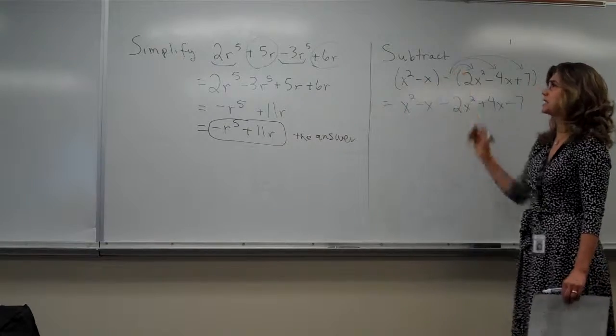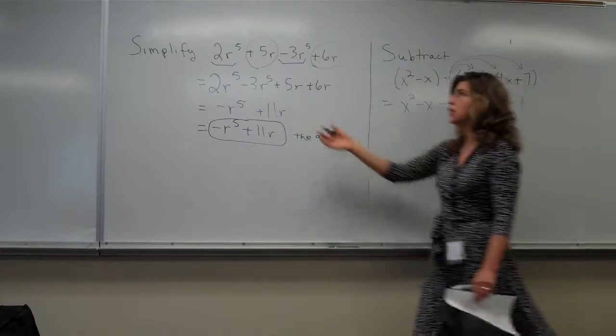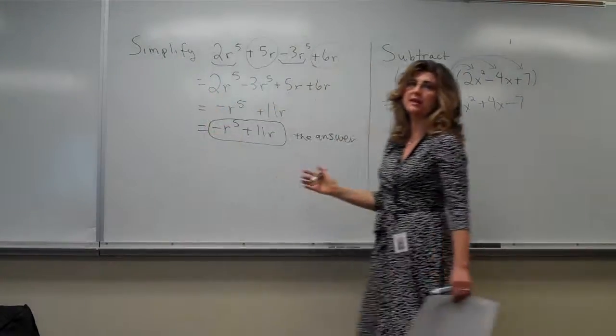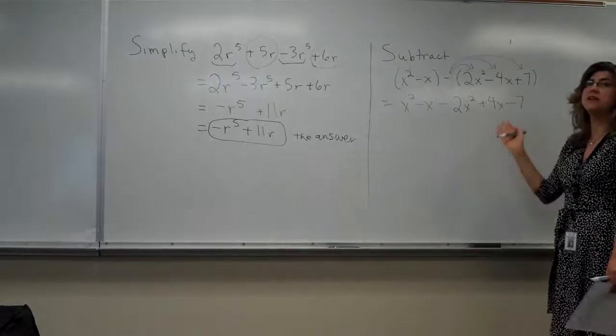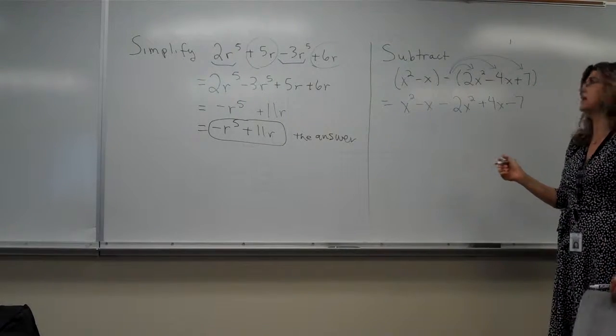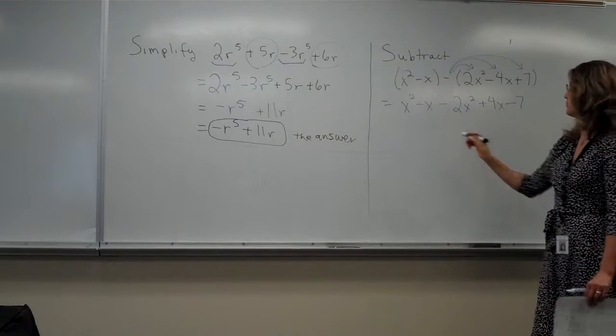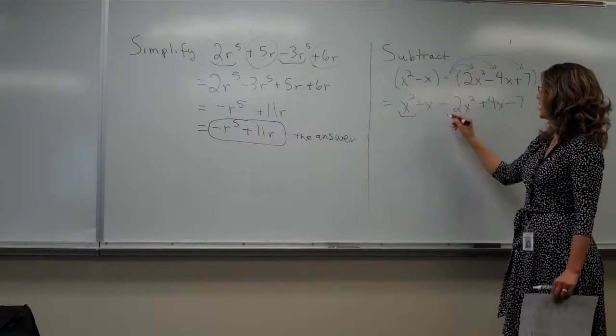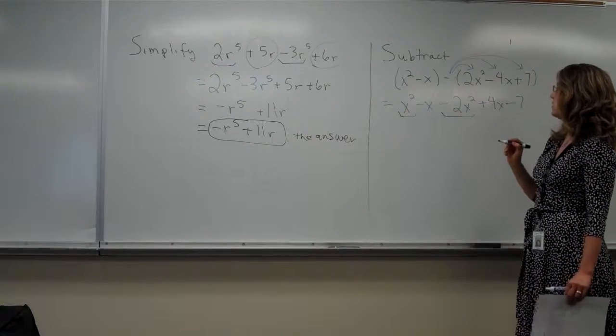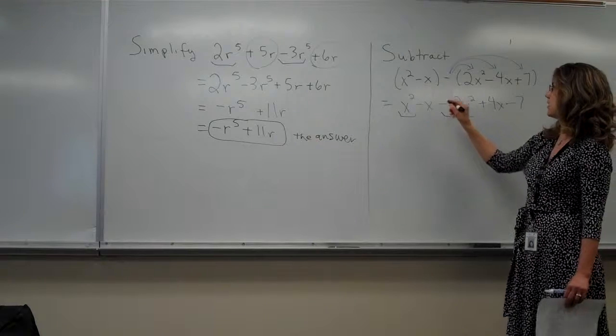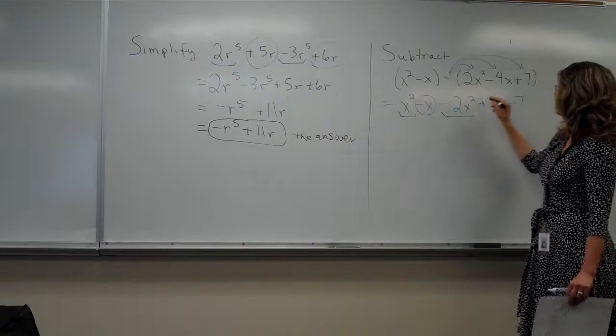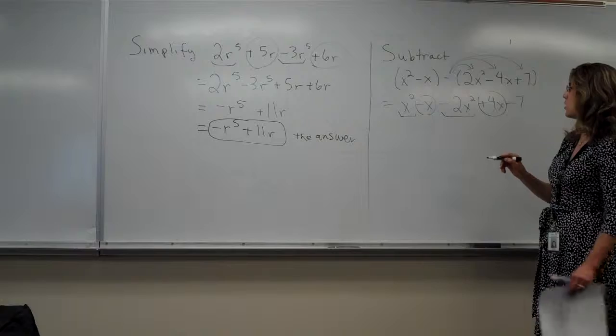When we subtract, it's implied that after that, we're going to simplify like we did in the last problem. We're not just going to subtract and then that's it. We always simplify at the end. In math, we're really big on simplifying. So here is x squared. Here is its like term, minus 2x squared. Here is minus x. Here is its like term, plus 4x.